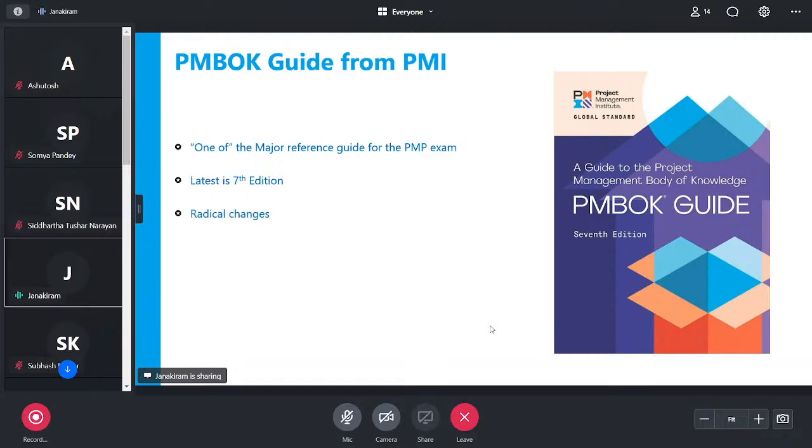And so, what does this seventh edition contain? It contains some radical changes. If you look throughout the history of PMBOK editions, the latest edition is completely radical, and we will see why in a while.